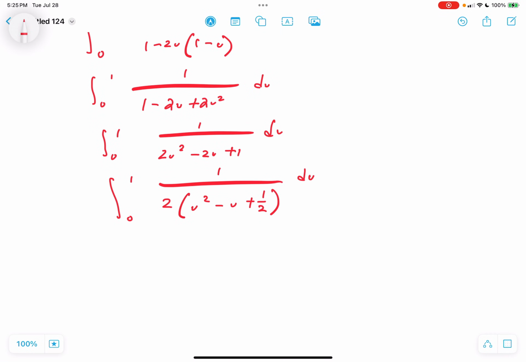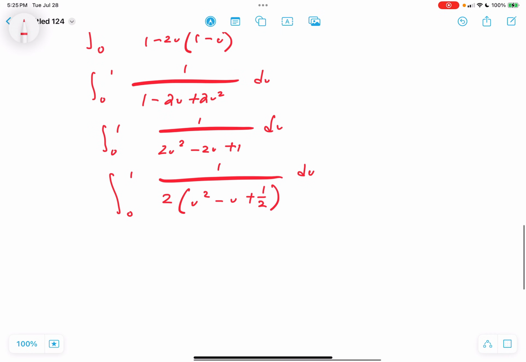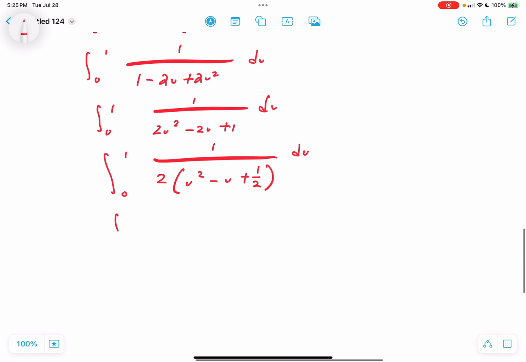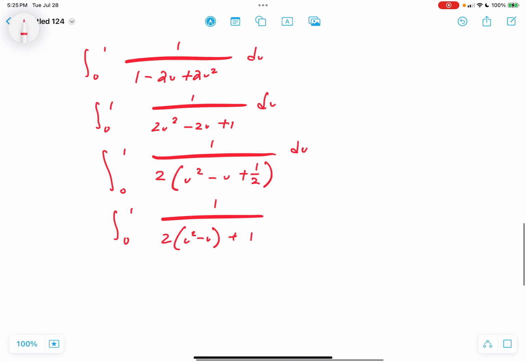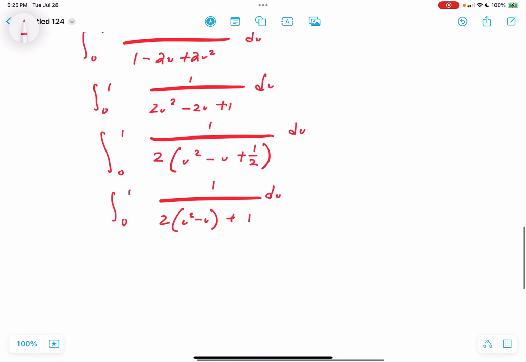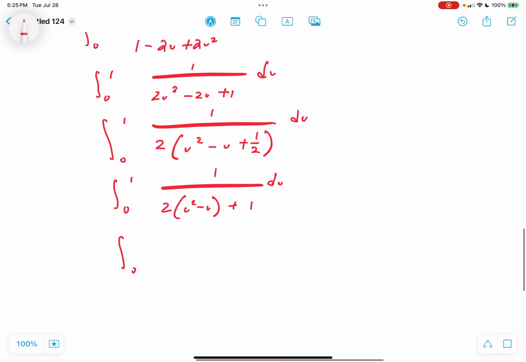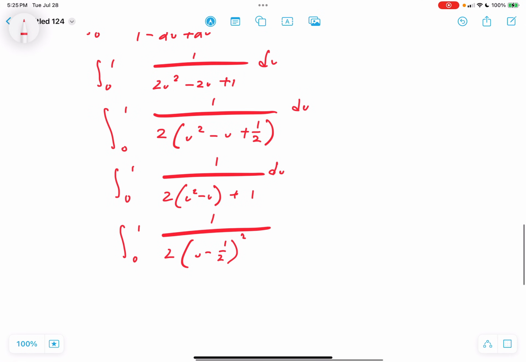And now I'm going to complete the square inside here. So this is going to become, and really, I should leave out the 1, so I'm going to get 1 over 2 times u squared minus u, and then just keep that plus 1. And now when I complete the square, this is going to be the integral from 0 to 1 of 1 over 2 times u minus 1/2 squared, right? Because that will stay the same.